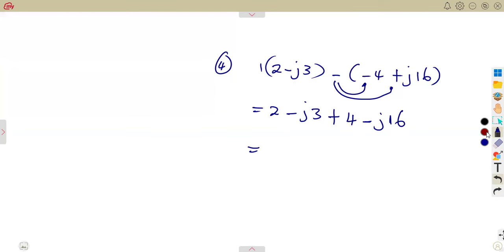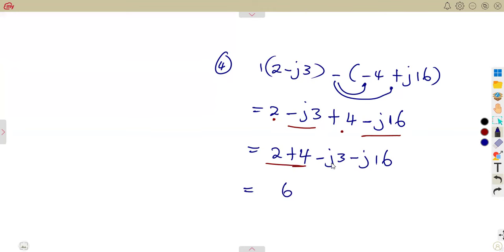Consider the real terms on their own. The 2 and what? The 4. These are the real terms, 2 plus 4. Imaginary, the part of j on its own, this is minus j3 minus j16. This is where we are, guys. Add these two numbers, 2 plus 4. What are we going to have? That's a 6.